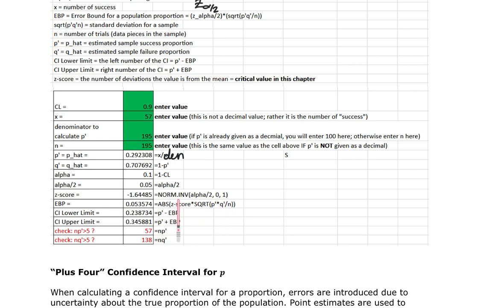I could just use the norm.s.inv. Again, I'm going to do the absolute value because you can see the z-score is to the left, and that's kind of expected. And then I have my upper and lower, and this is checking to make sure that I can actually use that calculator.